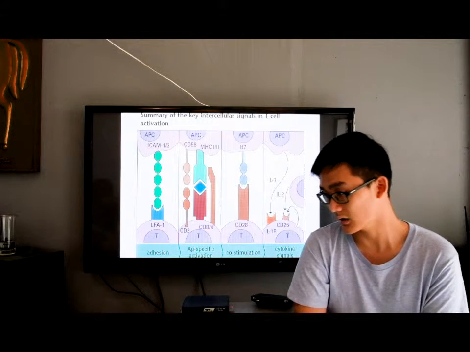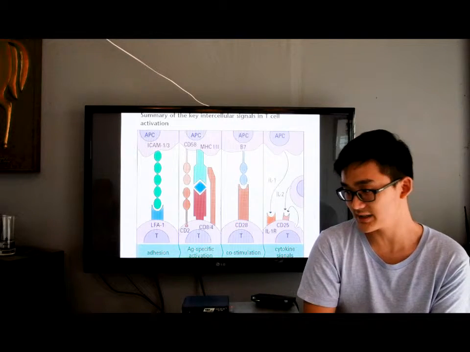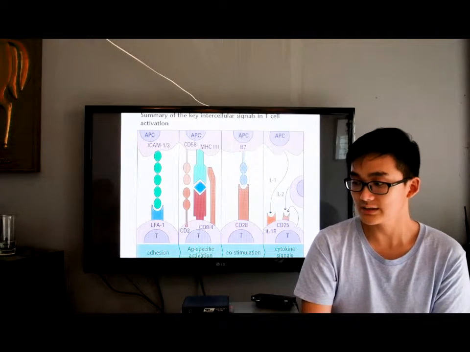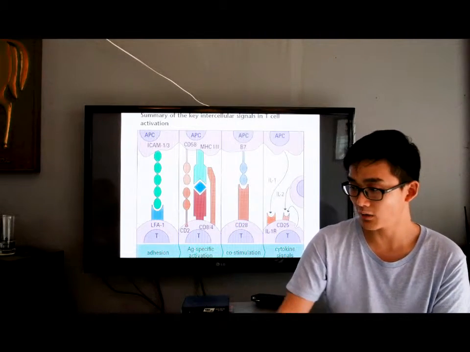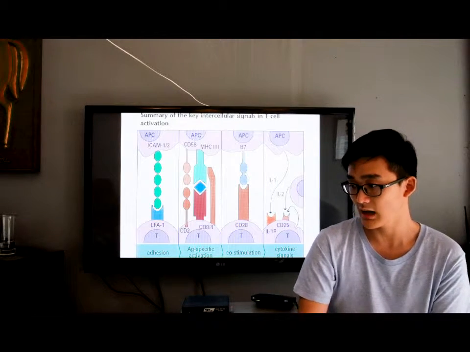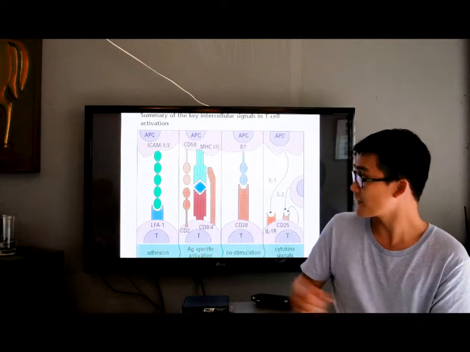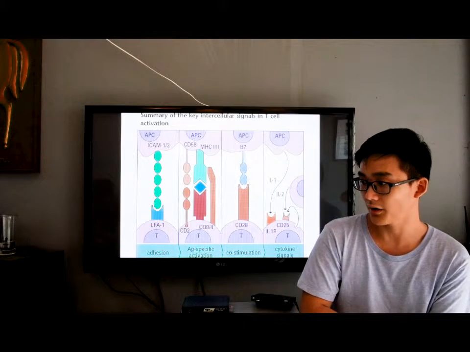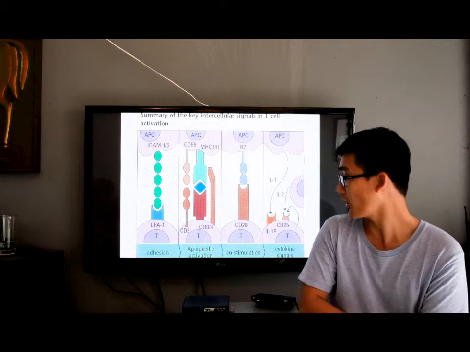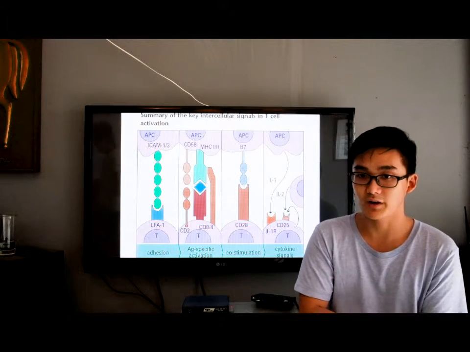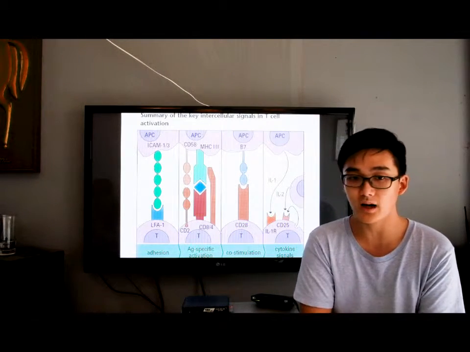So these are the key signals for the T cell activation. First, it needs adhesion, and then two crucial signaling molecules for the T cell activation: one is the antigen-specific activation from the T cell receptor and the antigen epitope on the MHC class II, and another is the co-stimulation signal from the B7 of the antigen presenting cell to the CD28 of the T cell.